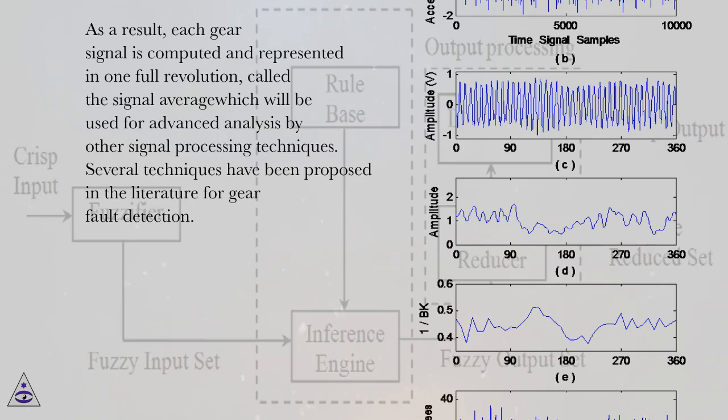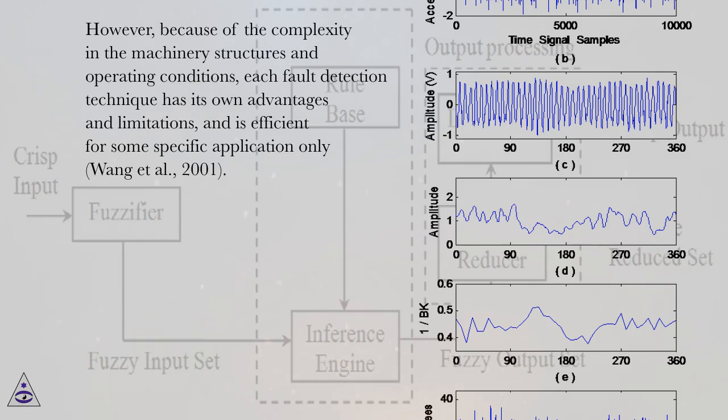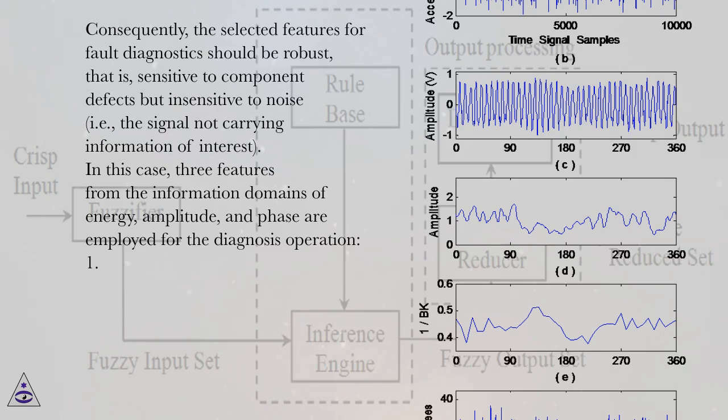Several techniques have been proposed in the literature for gear fault detection. However, because of the complexity in the machinery structures and operating conditions, each fault detection technique has its own advantages and limitations, and is efficient for some specific applications only, Wing et al., 2001. Consequently, the selected features for fault diagnostics should be robust, that is, sensitive to component defects but insensitive to noise, i.e., the signal not carrying information of interest. In this case, three features from the information domains of energy, amplitude, and phase are employed for the diagnosis operation.